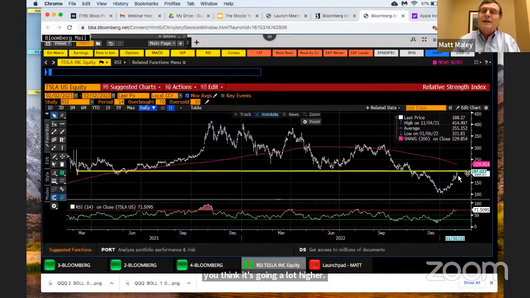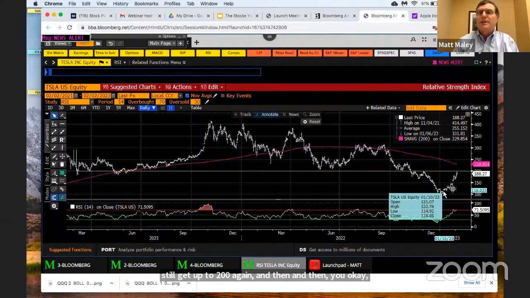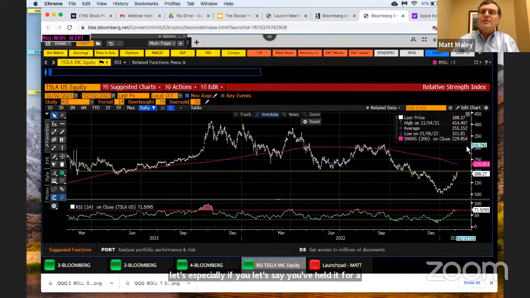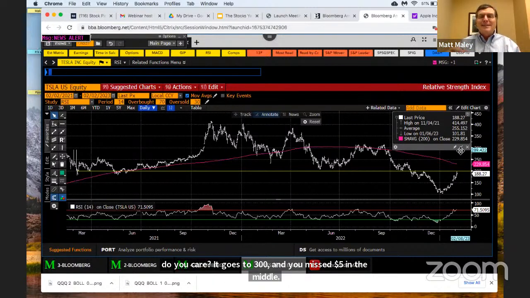And if you own the stock and you sell it and it gets up to 200 again, especially if you've held it for a while, since $100 or near 100, let's say it's going to 300 and you sold it here. Well, once it breaks above 200, you buy it back. Well, why would I do that? I mean, geez, I sold it at 200. I got to buy it back at 205. Well, if you bought it way down here, you've got a huge profit in it. What do you care? If it goes to 300 and you missed $5 in the middle, so what? It's just risk management.